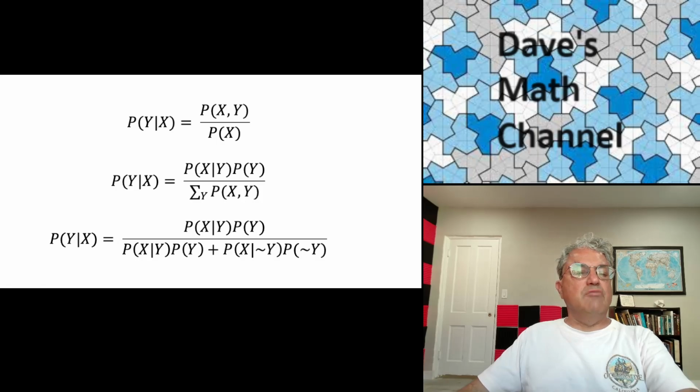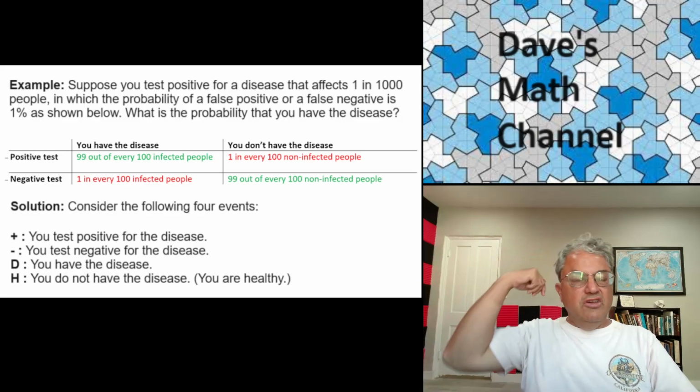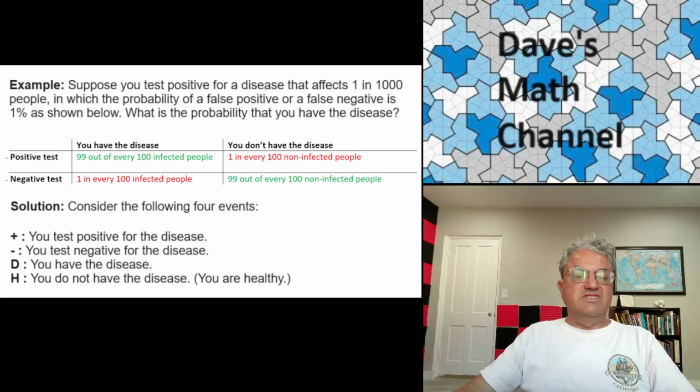I'm going to give you an example, and I'll show you how counterintuitive it can be. By the way, Bayes' theorem is used a lot concerning diseases. A very common application is trying to determine the probability that you have a disease if you test positive for it. Most people think that if they test positive for a disease, that pretty much means they have it. I'm going to show you that that's not at all the case.